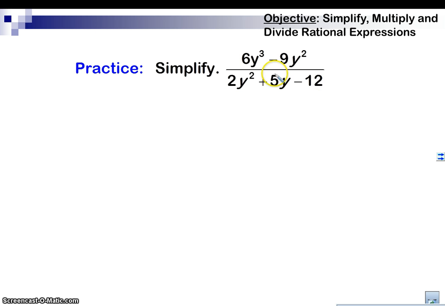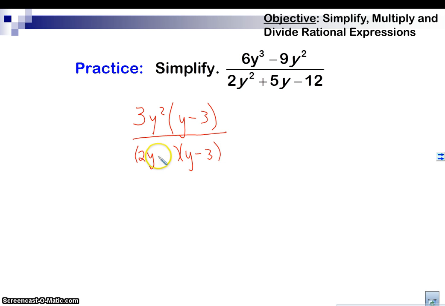We're going to go and simplify this. So what's the first thing we do? Factor. So we're going to factor this. This has the greatest common factor on top of 3y squared, which leaves me with y minus 3. And the bottom can be factored to 2y, oops, this is 2y. There we go. 2y minus 3, y plus 4.